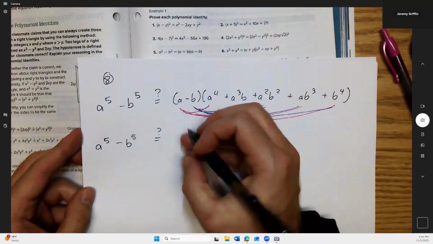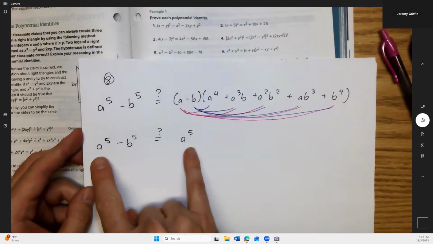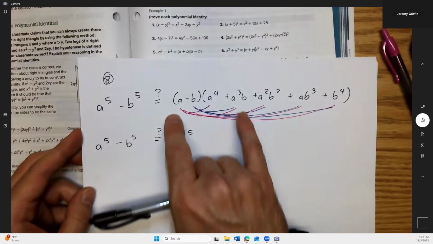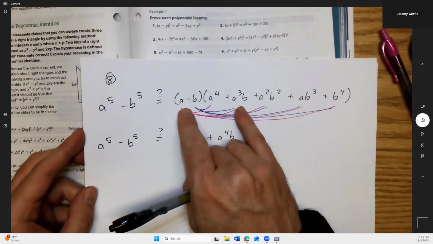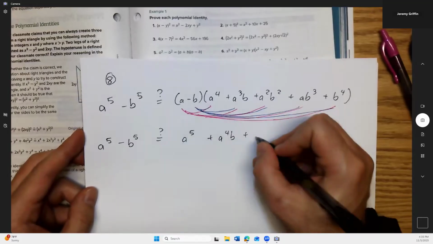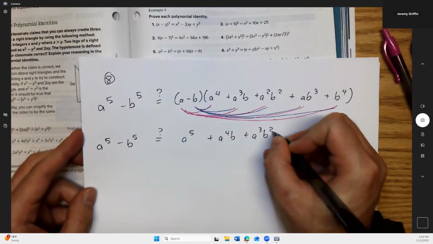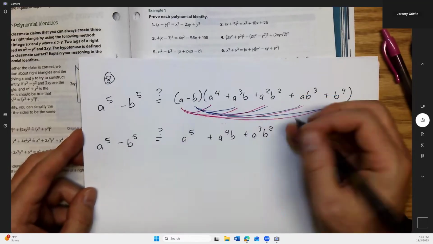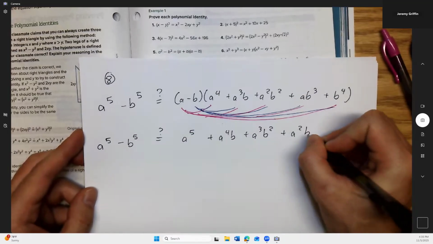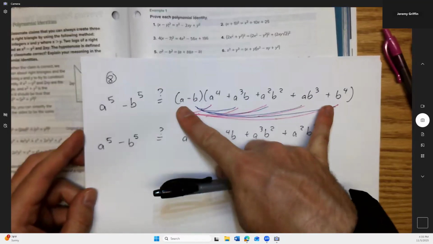So A times A to the 4. Well, there's my A to the 5. Okay, so that looks like a promising start. Right, then plus A to the 4B, then plus A to the 3B squared, then plus A squared B cubed, then plus AB to the 4.